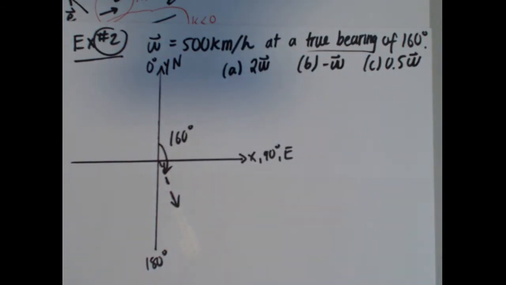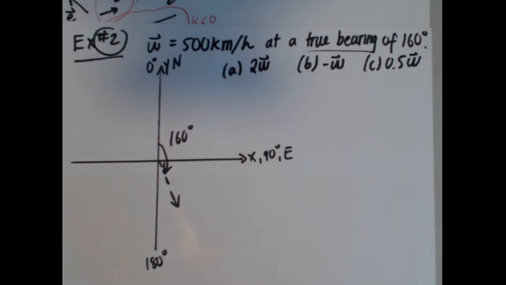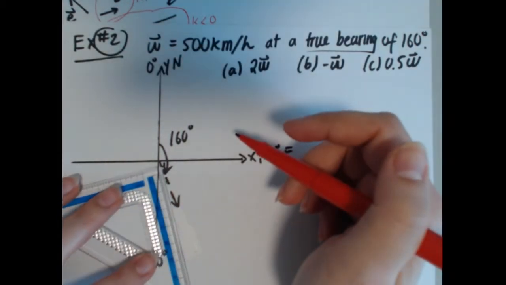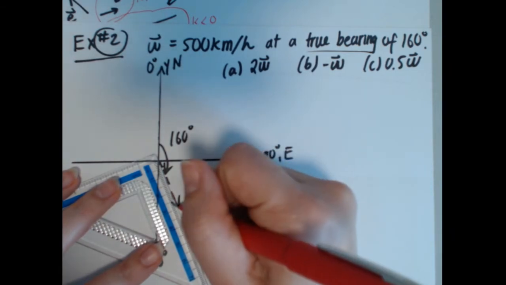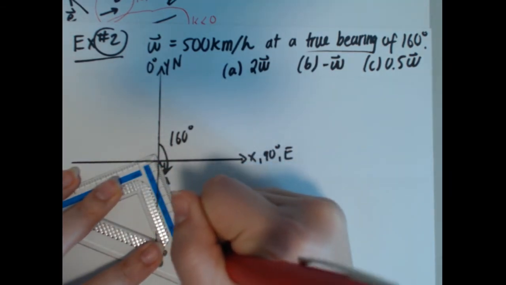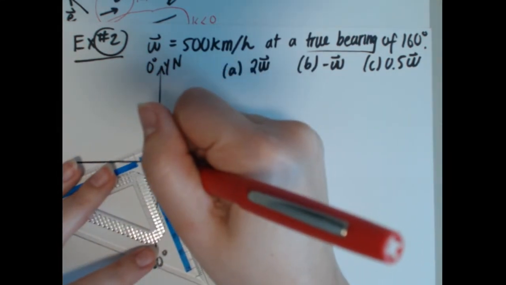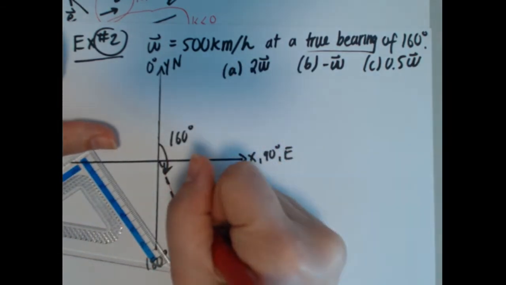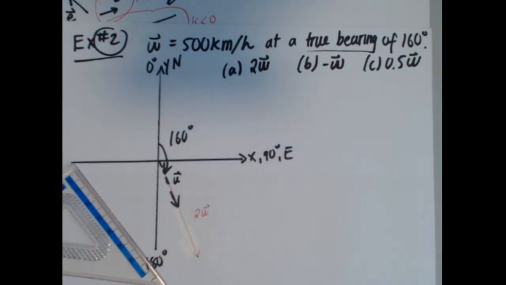Drawing in our vectors, let's start with 2W first. This is a vector that has the same direction as W, but twice as long. We're going to grab our ruler. This vector right now is almost 3 centimeters, so we'll make this 6 centimeters. Same direction, we're just going to extend it. Of course this vector is starting from the origin, so if you want, you can draw it in there as well. But there it is, there's 2W. Same direction, twice as long.